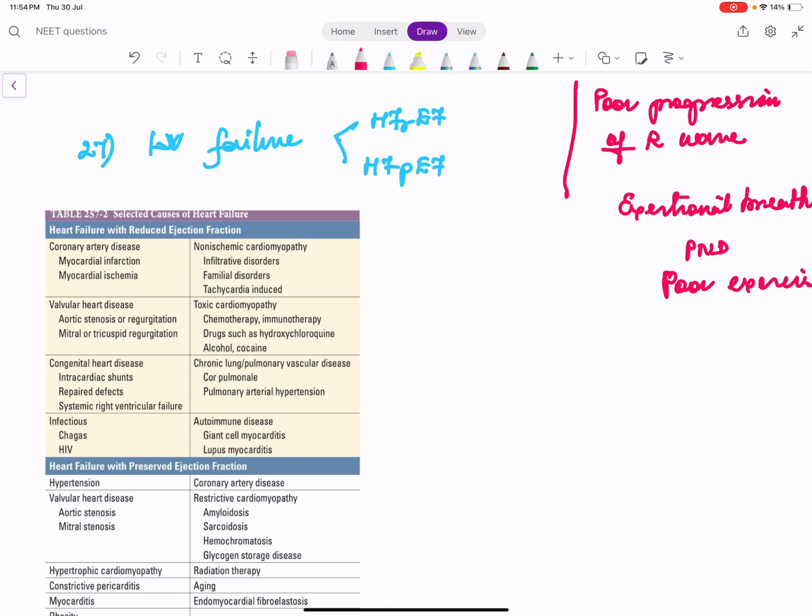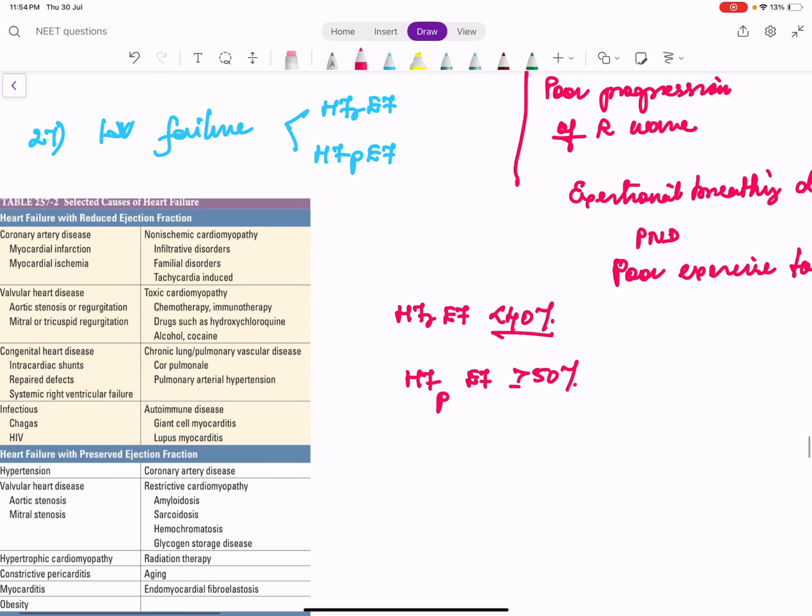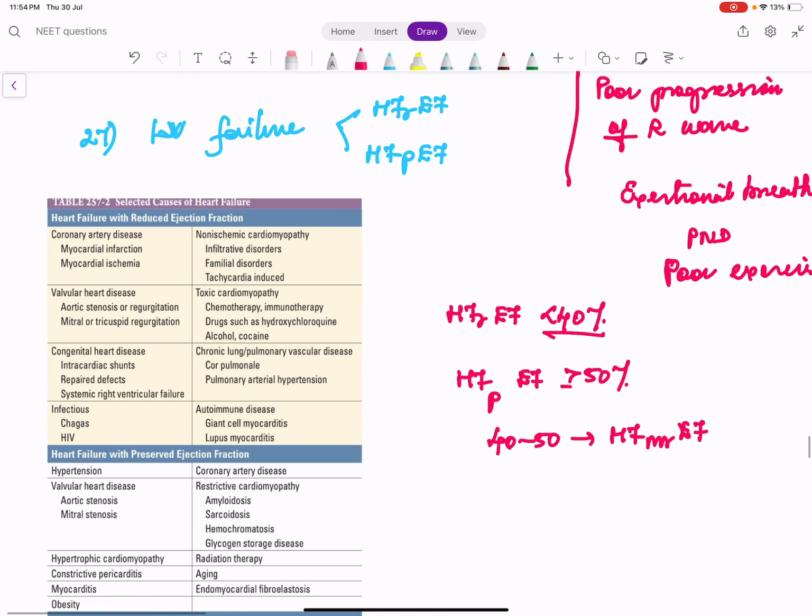So normal ejection fraction, they are given the cutoff that when ejection fraction is less than 40%, it is heart failure with reduced ejection fraction. When the ejection fraction is more than or equal to 50%, it is called heart failure with preserved ejection fraction. EF between 40 to 50, it is termed as heart failure with mid-range ejection fraction. I think this is more than enough to know.